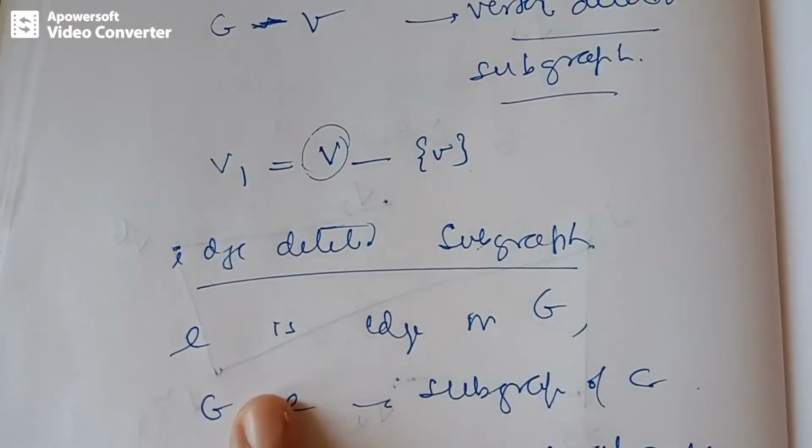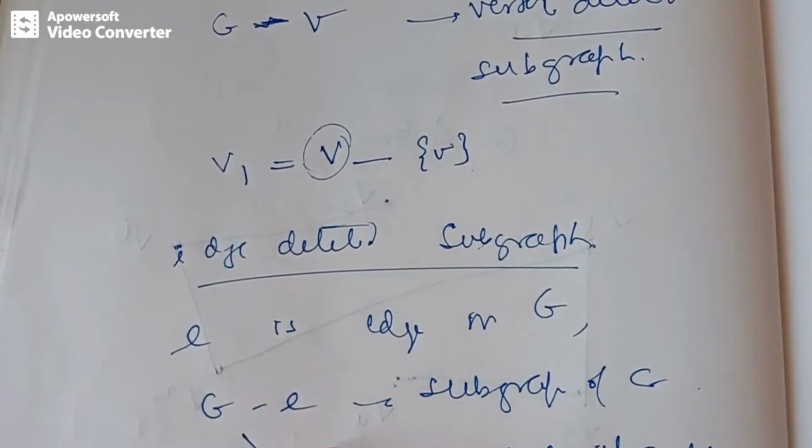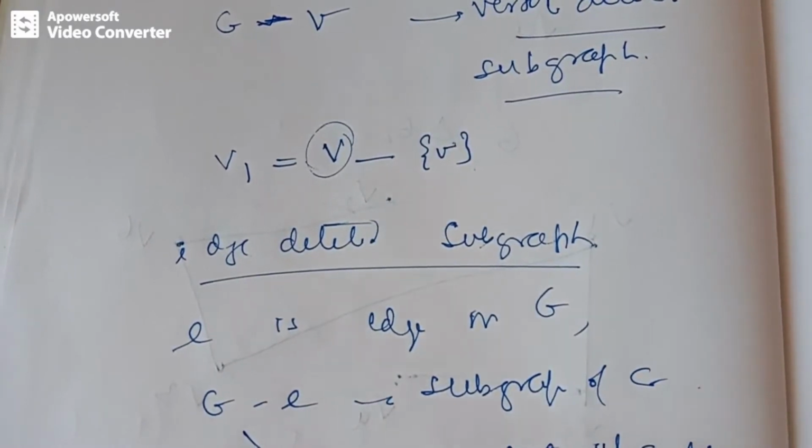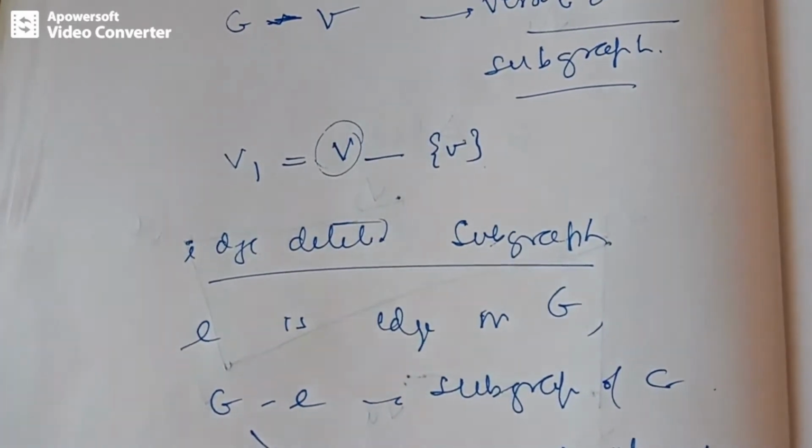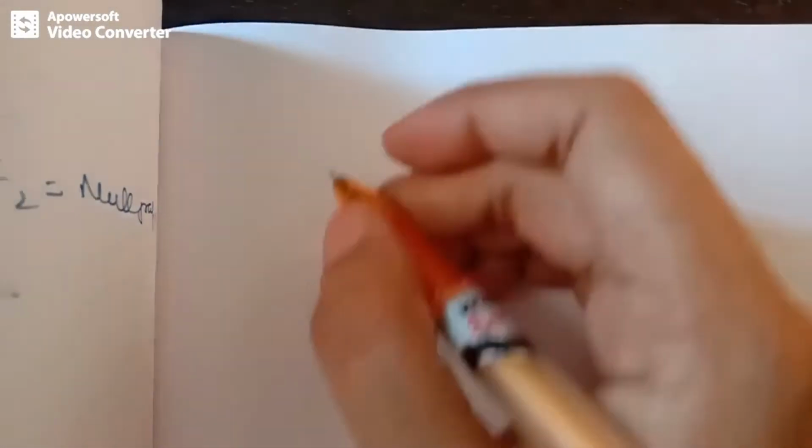Okay, so we have an edge E in the graph and we are going to delete a particular edge from the graph. That turns out to be a subgraph, and that particular subgraph obtained by deleting that edge is called the edge deleted subgraph. So let's take an example to illustrate both the concepts of vertex deleted subgraph and edge deleted subgraph.